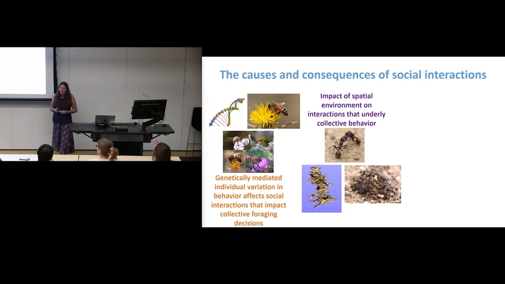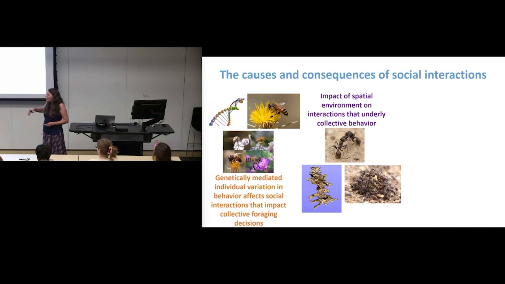The second topic I'll talk about is the impact of the spatial environment on collective behavior, how the spaces that we all occupy, in this case, ants living inside nests, how the nests influence their collective behavior, the way they interact, and then in turn, how the behavior of the ants influences the structure of their nests that then feeds back onto the interactions.